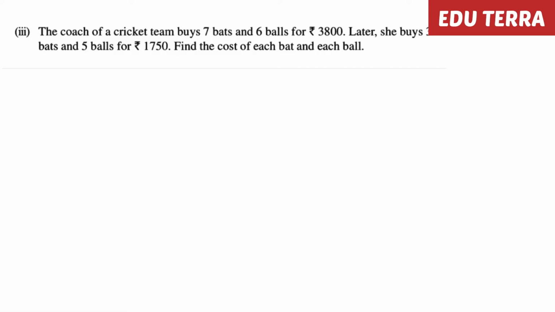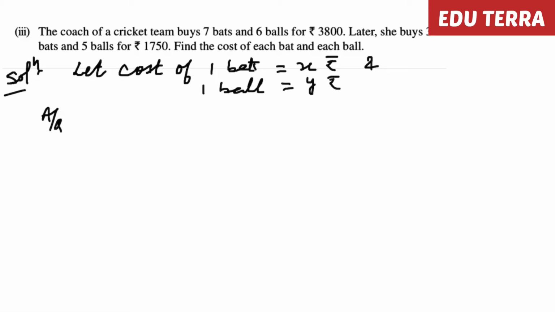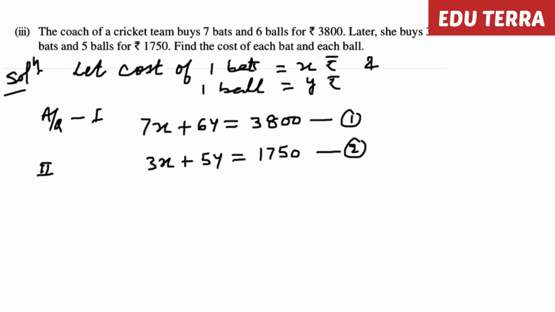Part 3. The coach of a cricket team buys 7 bats and 6 balls for rupees 3,800. Later she buys 3 bats and 5 balls for rupees 1,750. Find the cost of each bat and each ball. So let us suppose the cost of one bat equals to x and the cost of one ball equals to y. According to question, first case and second case, so formation of linear equation is over.